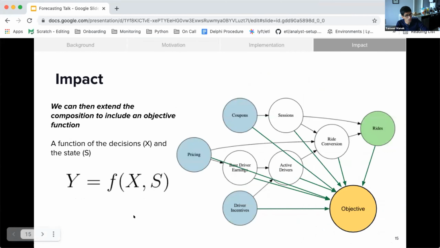Great. So this, you might have already guessed, somewhat naturally extends to being able to define an objective function. Since we have multiple decisions that we're making, we can define an objective function as a function of both the decisions and the state. If you recall, this DAG is what we described as the DAG of Lyft's business, and we can add an objective function to that, which may be a deterministic function, again, of the state and decisions.